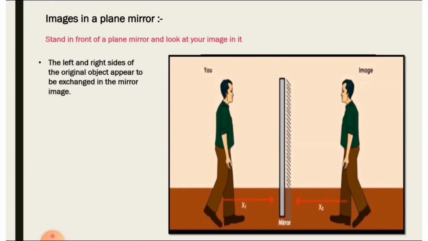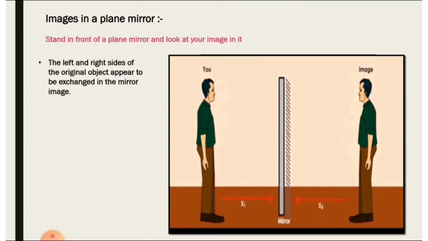Now, what change do you see in the image if you decrease or increase your distance from the mirror? Yes, if you decrease the distance from the mirror, the image will be closer to the mirror, and if you go far away, or increase your distance from the mirror, your image will also be at a distant position. The image is as far behind the mirror as the object is in front of it.